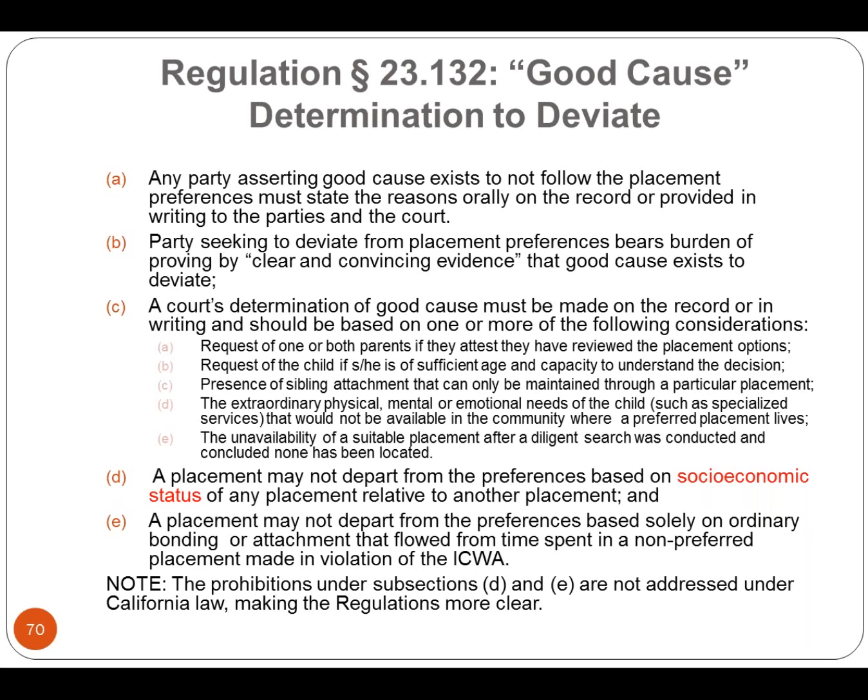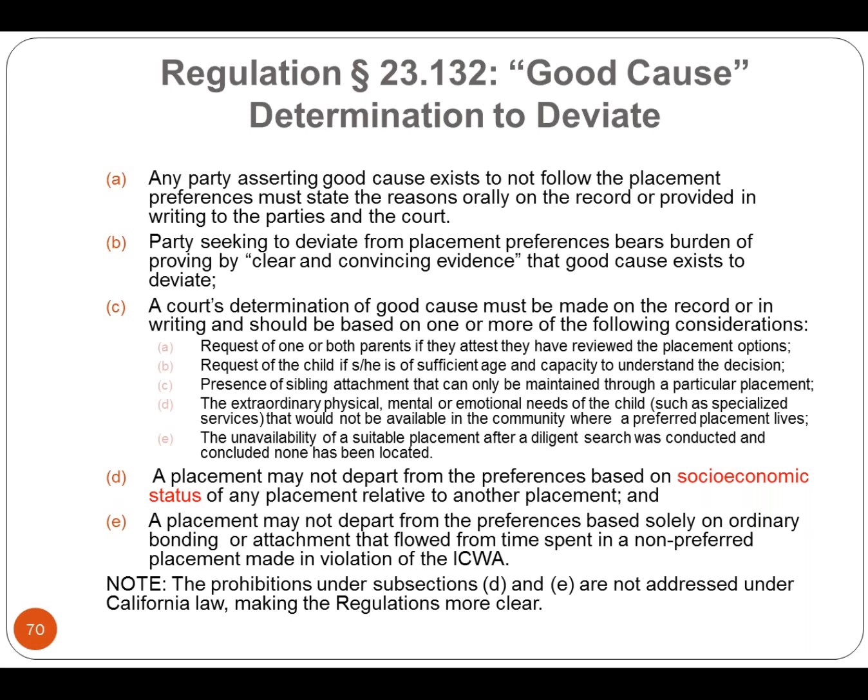Regulation 23.132 talks about good cause to deviate from the placement preferences. So any party asserting good cause exists to deviate from the placement preferences must state the reasons orally on the record or provide them in writing to the parties and the court. The party seeking to deviate from the placement preferences bears the burden of proving by clear and convincing evidence that good cause exists to deviate.